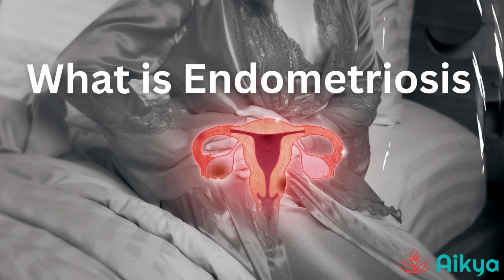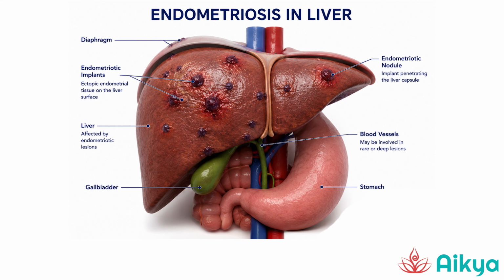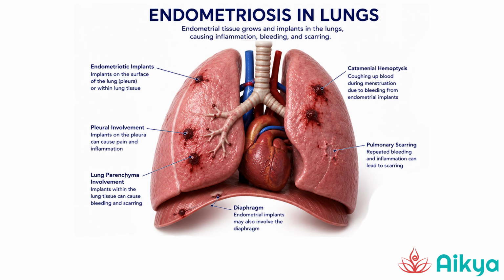So, what is endometriosis? Endometriosis is a condition where the endometrial tissue which lines the uterus is implanted outside the uterus. That is into the pelvis, into the ovary, in and around the tubes. It can sometimes even be implanted in the liver, bowel, or even the lungs. When it implants outside the normal uterine cavity, it can bleed there and cause symptoms.